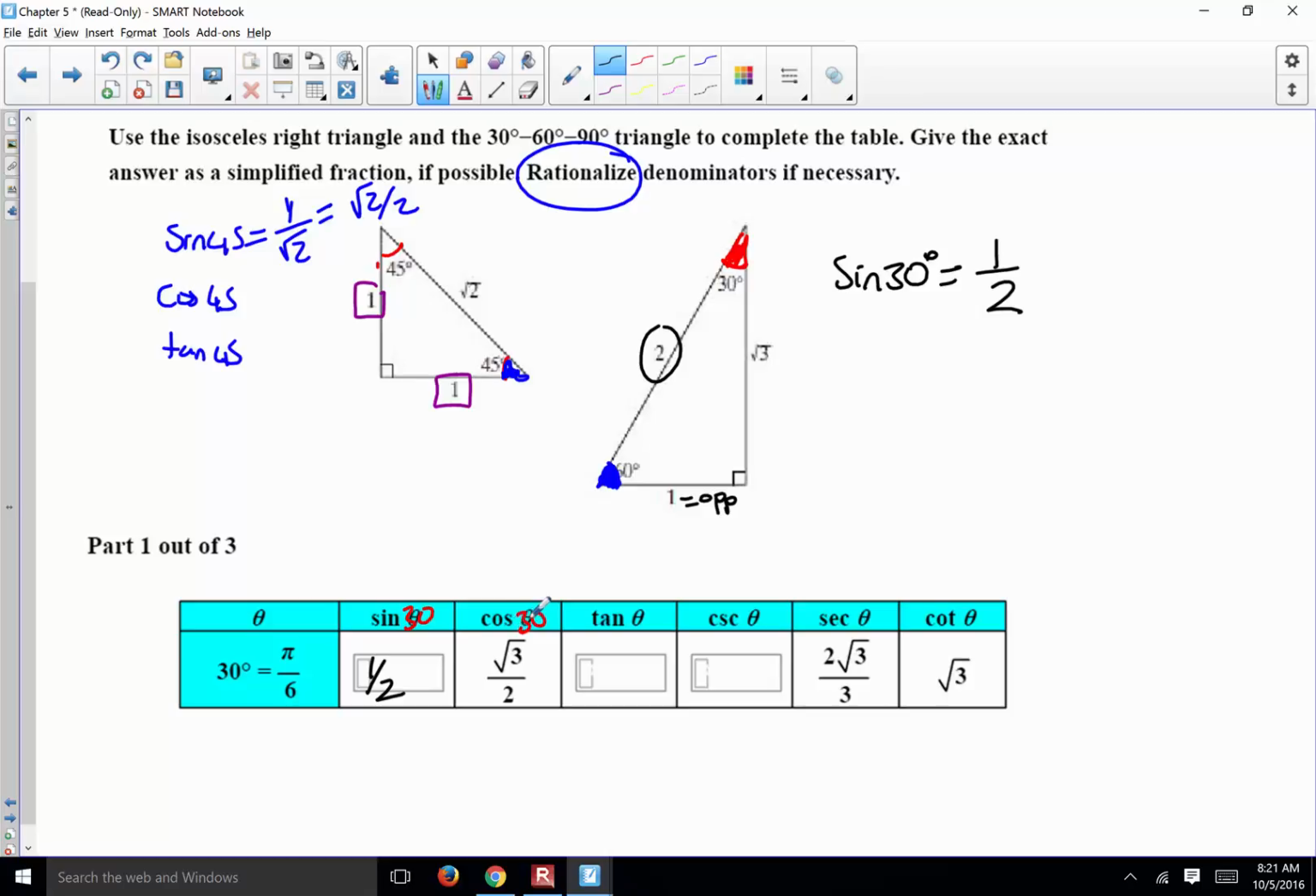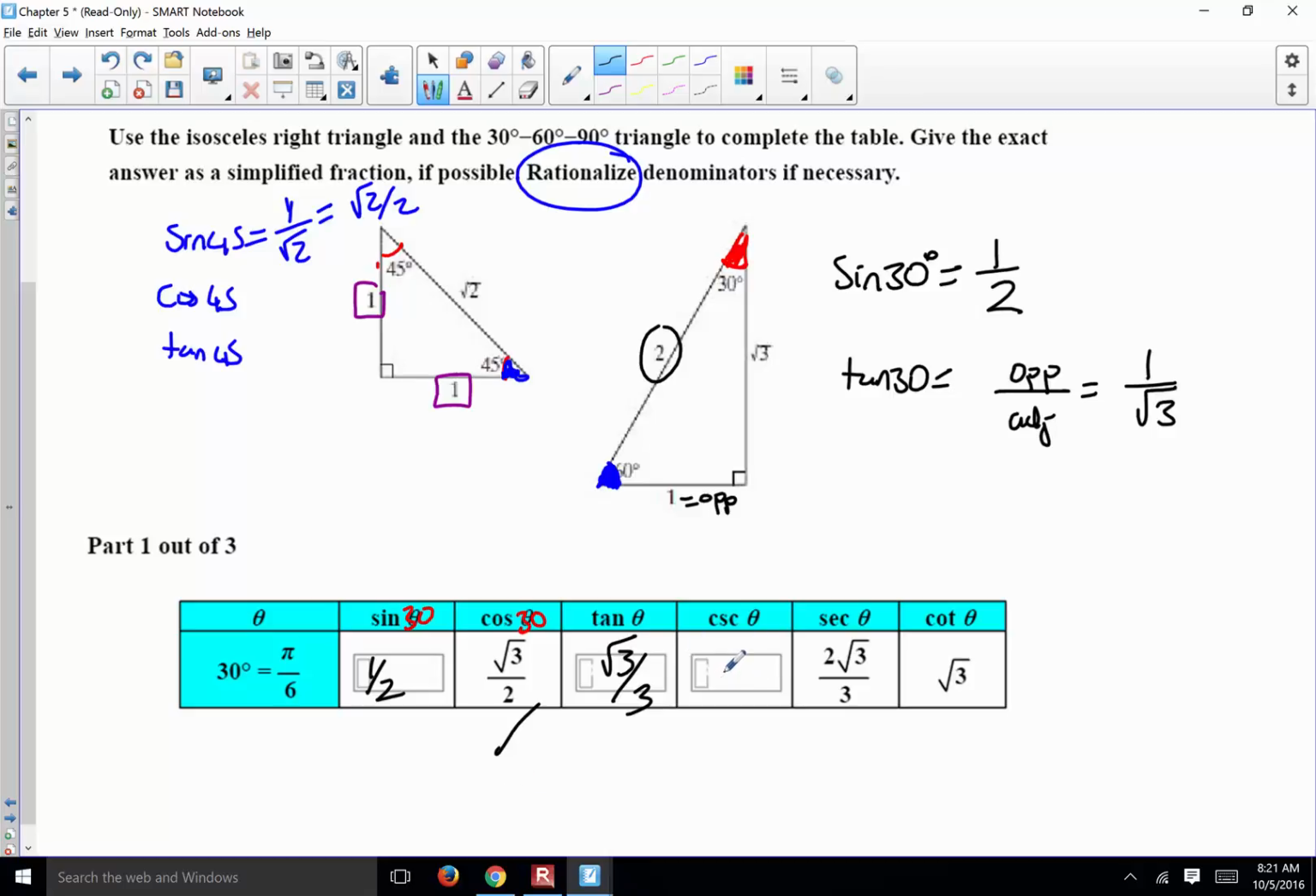Okay, somebody already constructed cosine 30, but I want to double check. Cosine is, for red, adjacent over hypotenuse, root 3 over 2. Yep, it checks out. Tangent 30 is opposite over adjacent. What is opposite? 1. Adjacent is root 3. Are we going to use 1 over root 3 here? No, we need to rationalize it as root 3 over 3.